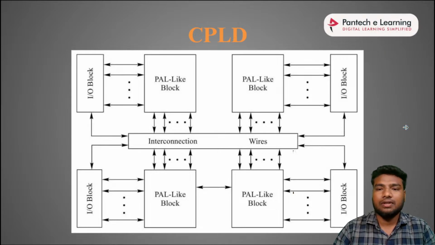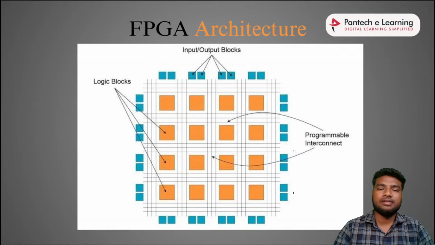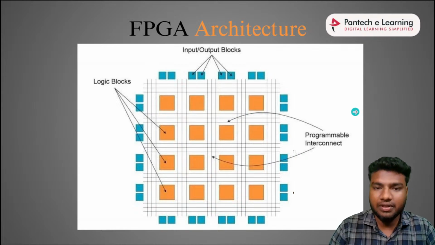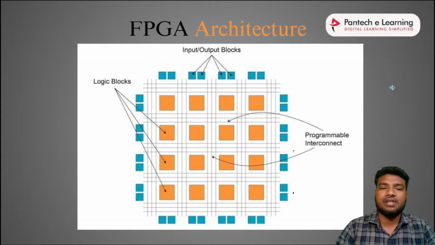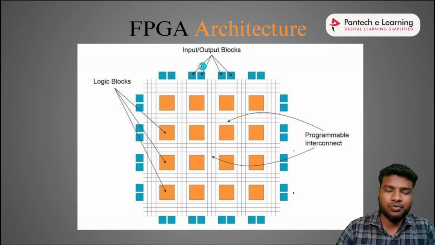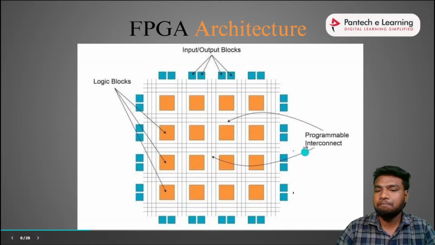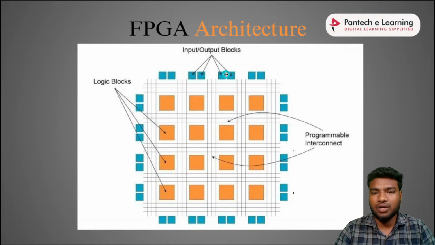Now we move to the main thing you have to be aware of: the FPGA architecture. The FPGA architecture is filled with CLBs, and it is surrounded by IO blocks. You can see that these blue blocks are IO blocks. They are used for input and output pins. You can see here that all four sides are IO blocks, because all sides act as input output pins.